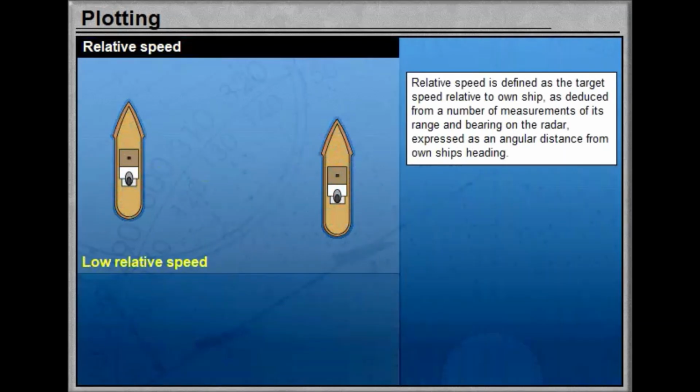Relative speed is defined as the target speed relative to own ship, as deduced from a number of measurements of its range and bearing on the radar, expressed as an angular distance from own ship's heading.